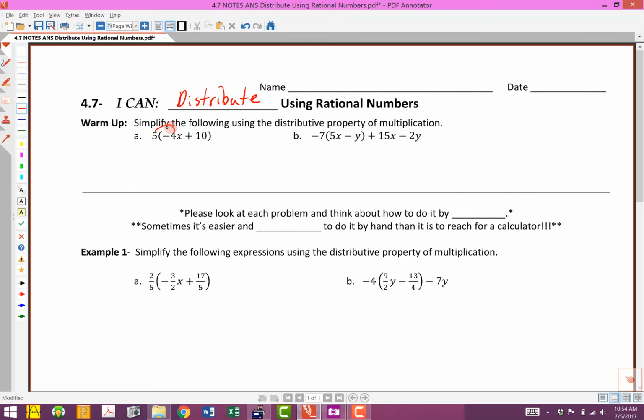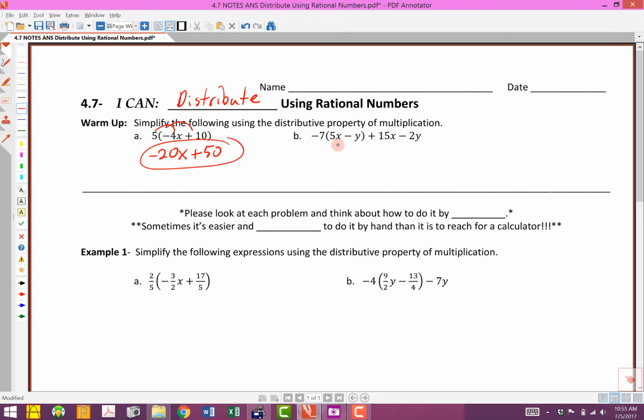I always like to draw these little arcing lines just to remind me that I need to multiply this term on the outside with each one of those terms on the inside. So if there are two terms in here, I'm going to end up with two terms once I multiply. I have a positive times a negative, so that's a negative, and 4 times 5 would be 20. Slap that x on there. Positive 5 times a positive 10 is a positive 50, and we're done right there.